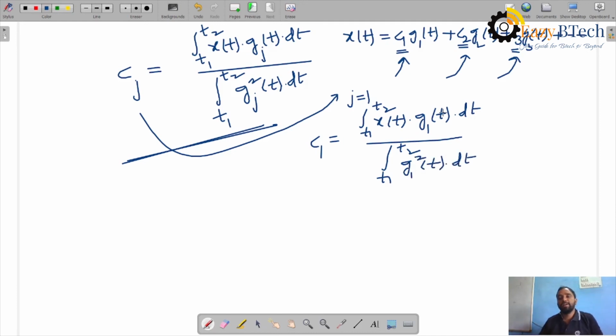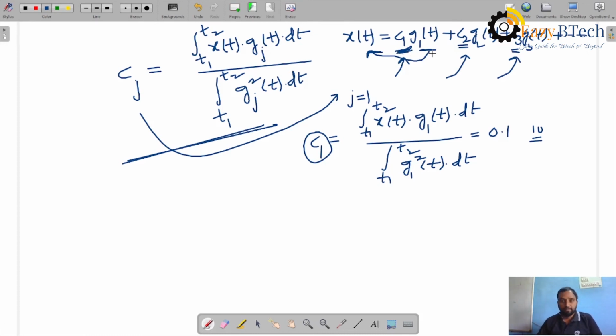So this is the way of finding all the coefficients c1, c2, c3 and so on, right? What the c1 value indicates, for example, if you got c1 equal to 0.1, in terms of percentage 10, means this g1 function is 10% similar to x of t. How much similar? That will be decided by the c1 value.